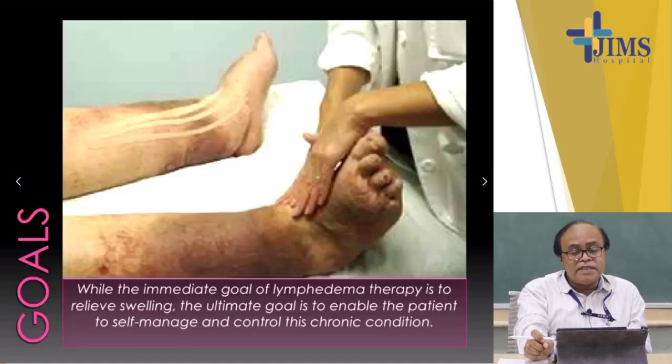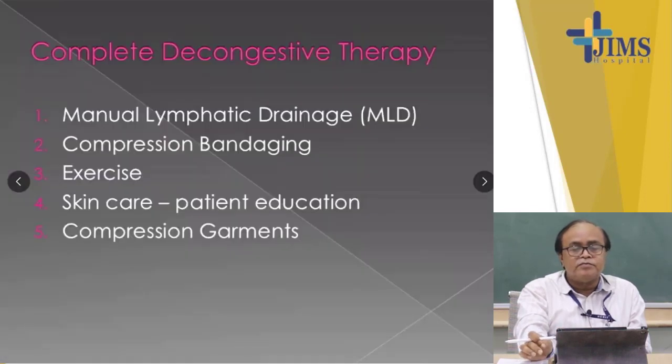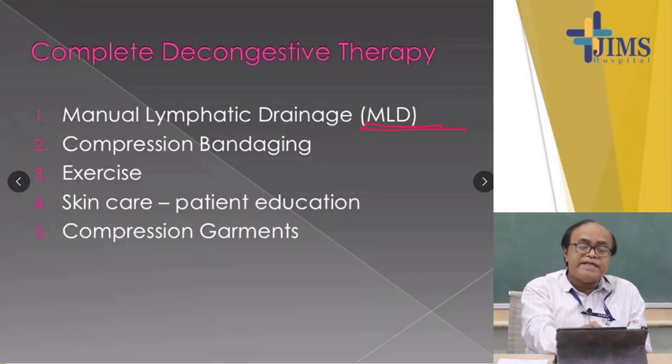So, what is the goal of the treatment? The immediate goal of lymphedema therapy is to relieve swelling, and the ultimate goal is to enable the patient to self-manage and control this chronic condition. Complete decongestive therapy: manual lymphatic drainage, MLD, lymphatic drainage by manual pressure, or compression bandaging, exercise, and skin care, which is very important.